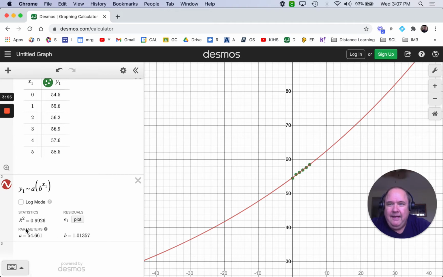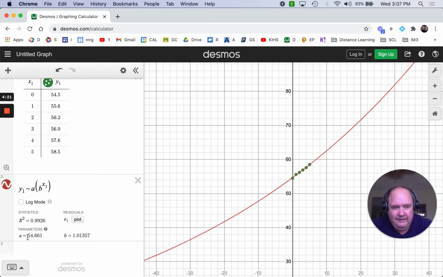I'm not going to do a stats lesson with you, but R squared is a statistics term. What you do need to know about R squared is that the closer that is to positive 1, the better the model is. So 0.9926 is really close to positive 1, which makes it a really good model for what we're doing. So A is 54.661.